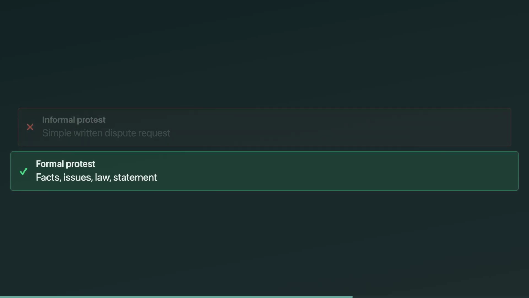To get into appeals, you may file a protest. The exam likes the words formal versus informal. A formal protest is the more detailed written argument, facts, issues, and legal support, commonly used when required by IRS procedures. An informal protest is simpler, like a written request disputing the changes. Either way, timing is the same big idea. You're responding during that 30-day period.